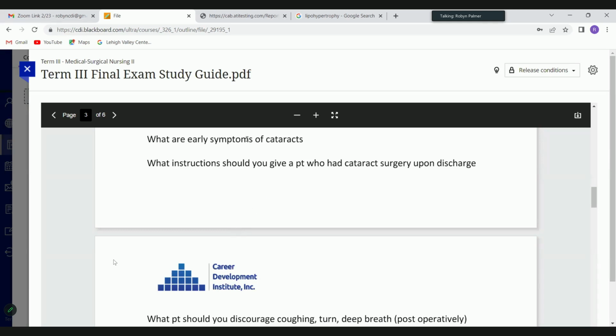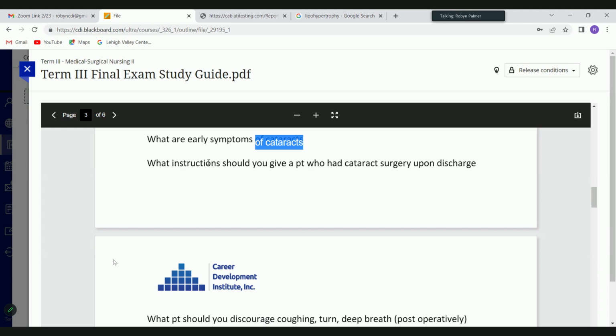After surgery, would we have the patient cough, turn, and deep breathe? No, because we don't want to increase that intraocular pressure. So you don't have the patient cough, turn, and deep breathe. What other surgeries would you tell a patient not to cough, turn, and deep breathe? Anything above the neck. So brain, eyes, nose, throat, ears, and then what else? One other thing.